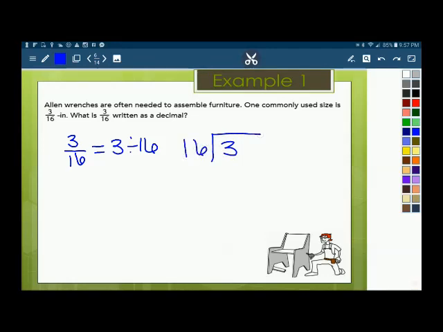Remember, whatever is doing the dividing goes on the outside, and whatever is being divided goes on the inside. Or the numerator is on the inside and the denominator is on the outside. So since 16 is bigger than 3, I'm going to put the decimal place to the right of the 3.